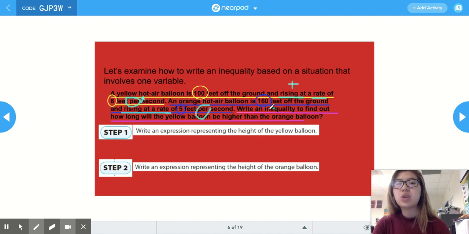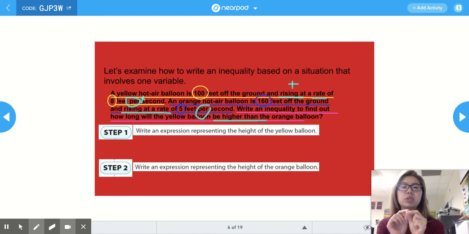We have to write an inequality to find out how long the yellow balloon will be higher than the orange balloon. What we did yesterday was write equations, and we just set two equations equal to each other. Today, we're going to write two expressions, and then figure out which inequality symbol best represents the situation that the problem wants us to represent. So step one, we're going to continue from yesterday.